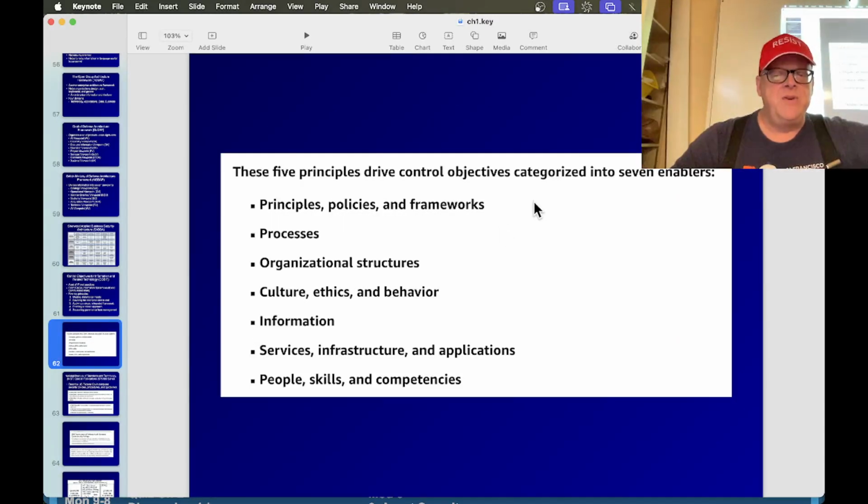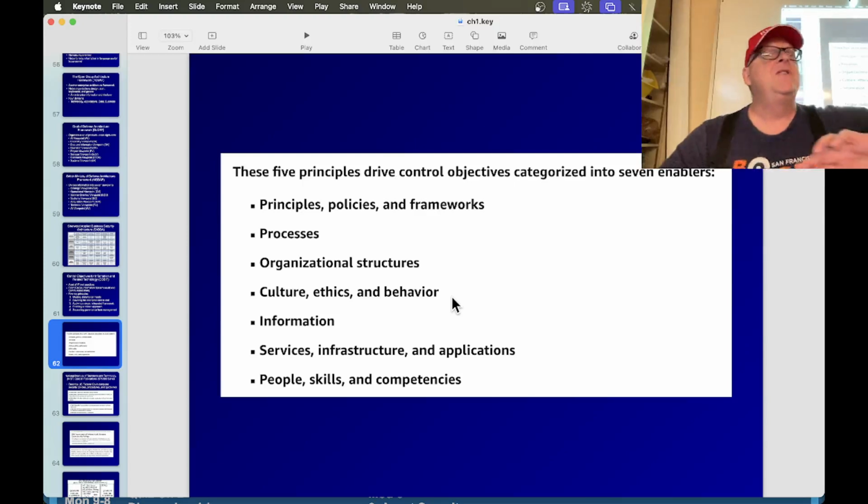So here are the principles in COBIT. You have principles, policies, and frameworks. That's the bureaucratic management side. And then you have processes, organizational structure. Culture, ethics, and behavior is really important. The number one reason why security initiatives fail at companies is because they don't fit into the culture. This is a huge problem.